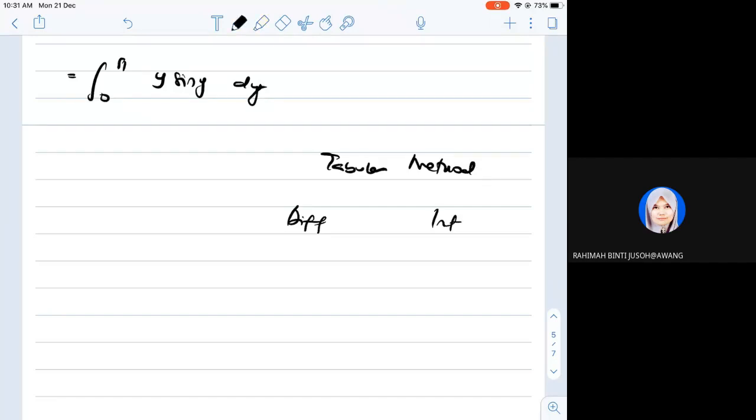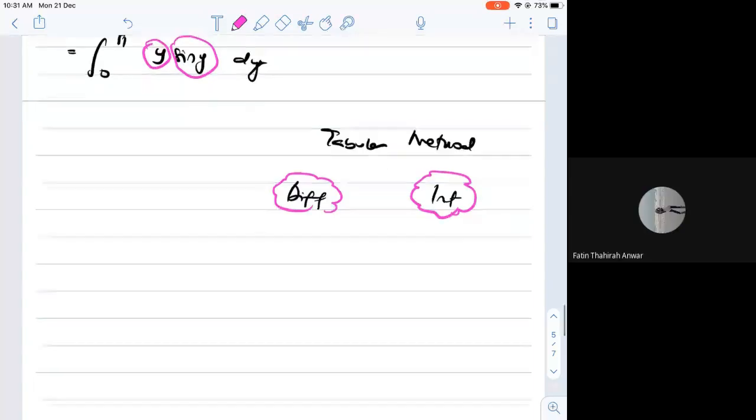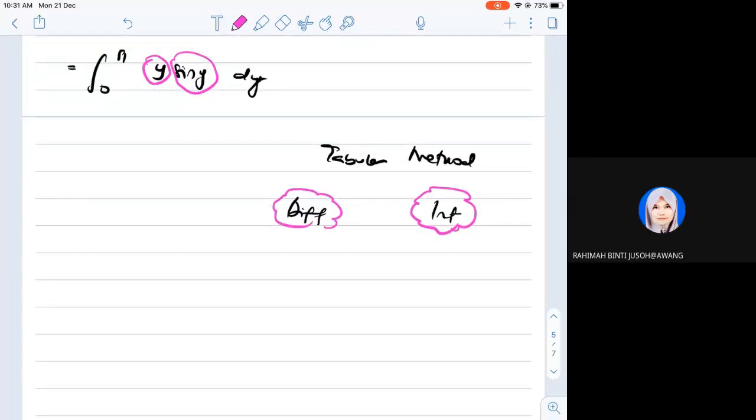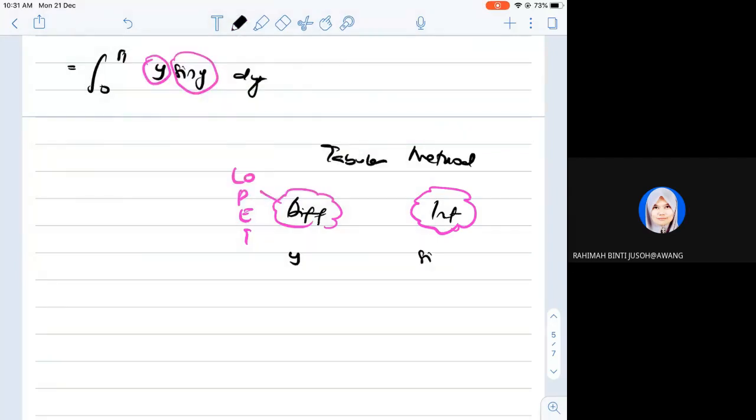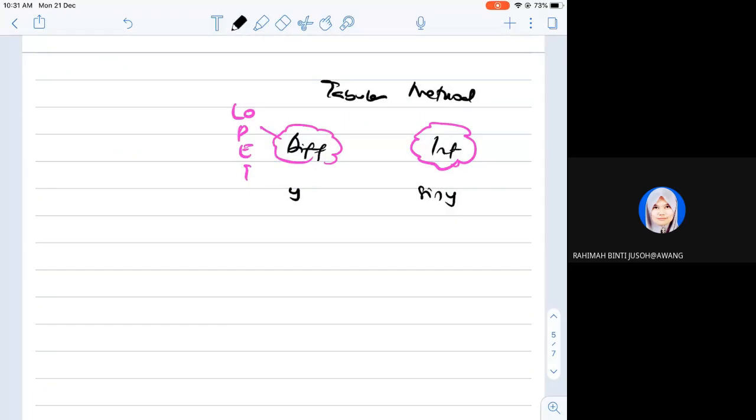Okay, right now, which one to be differentiated? Either y or sine y? Which one? Kita nak differentiate yang mana? Y, yes, very good. Because we need to use log-pad, isn't it? Log-pad. So polynomial comes first before trigo. So that's why we use y to be differentiated. So we have y, we have sine y. And then we have to differentiate y until we get 0.